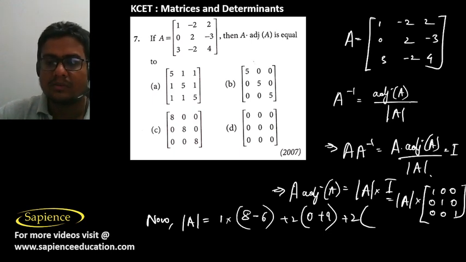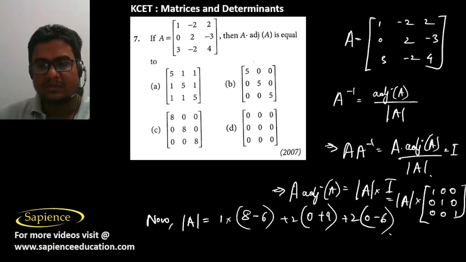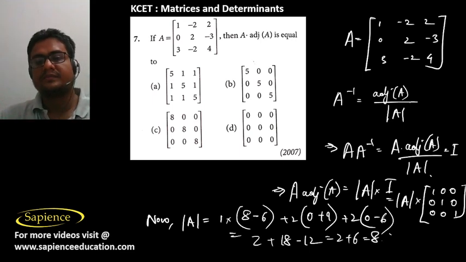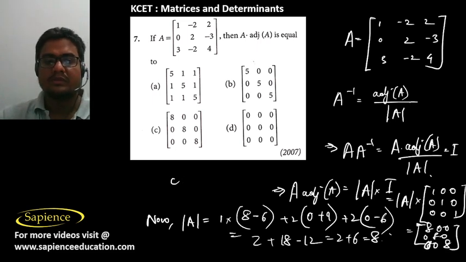So that will be 0 minus 6. Minus 6. Okay, so this will be 1. 8 minus 6 is 2. So 2 plus 2 9 is 18. Then minus 2 6 are 12. This will be 2 plus 6, that is equal to 8. So therefore, A into adjoint of A will be equal to the matrix 8 0 0, 0 8 0, and 0 0 8. So it means option C is the correct answer.